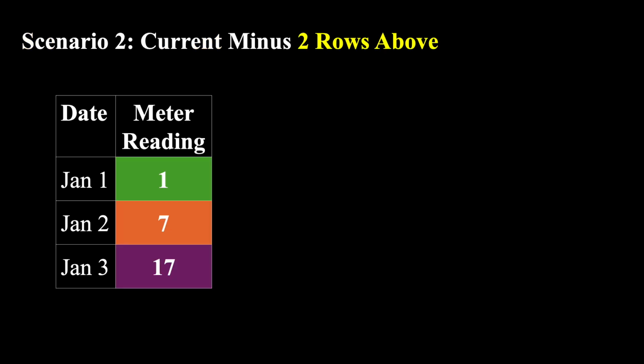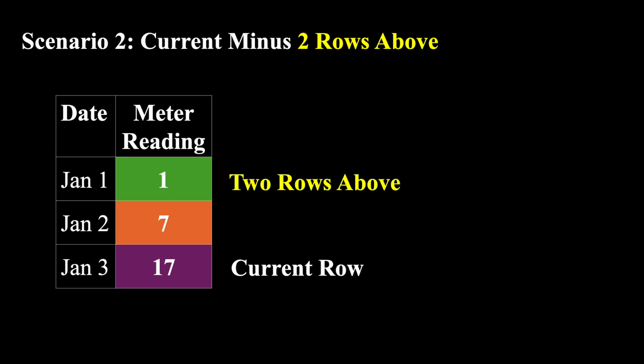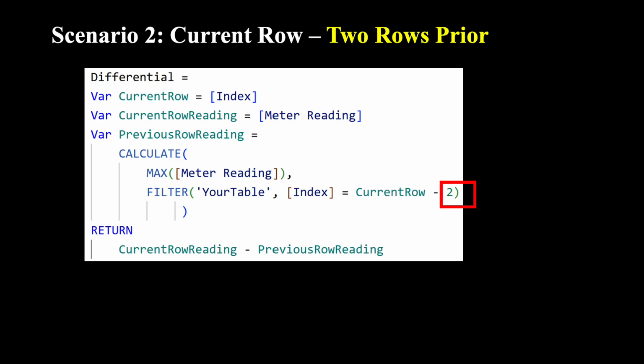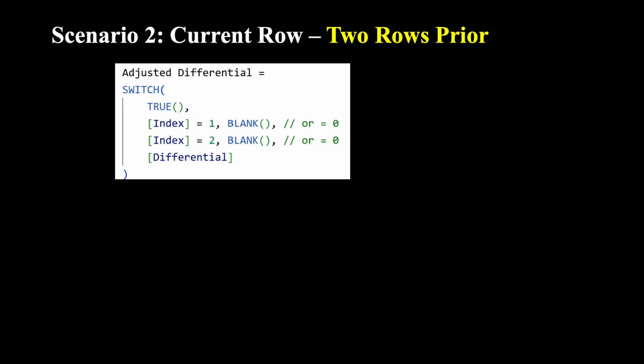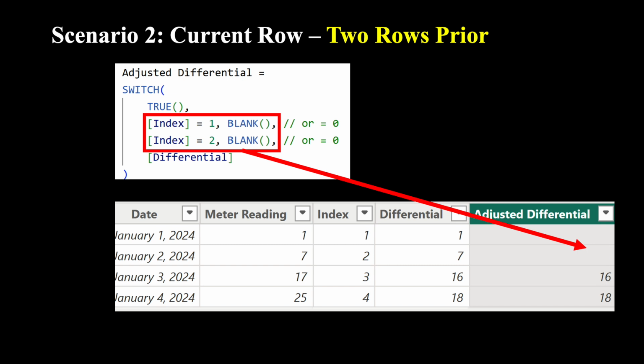Now let's look at scenario 2, which is to calculate the current row minus two rows above, or two rows prior. We just need to make a teeny tiny change on the differential column. Minus 2 means two rows prior from the current row. And of course, minus 3 would be three rows above. Again, we need to make an adjustment to make the first two rows blank. We will use the SWITCH function again. If index equals 1 and 2, meaning the very first row and the second row, we will assign a blank value to each of them.